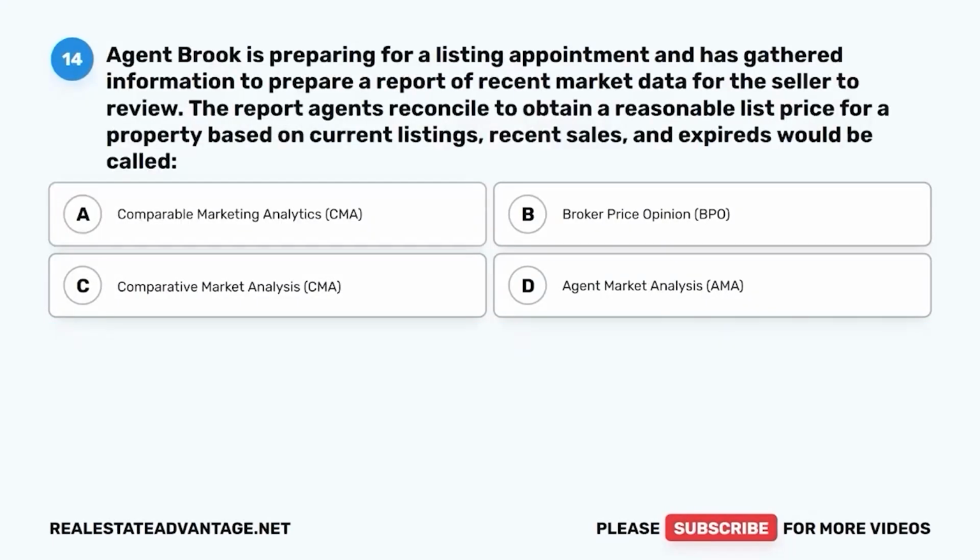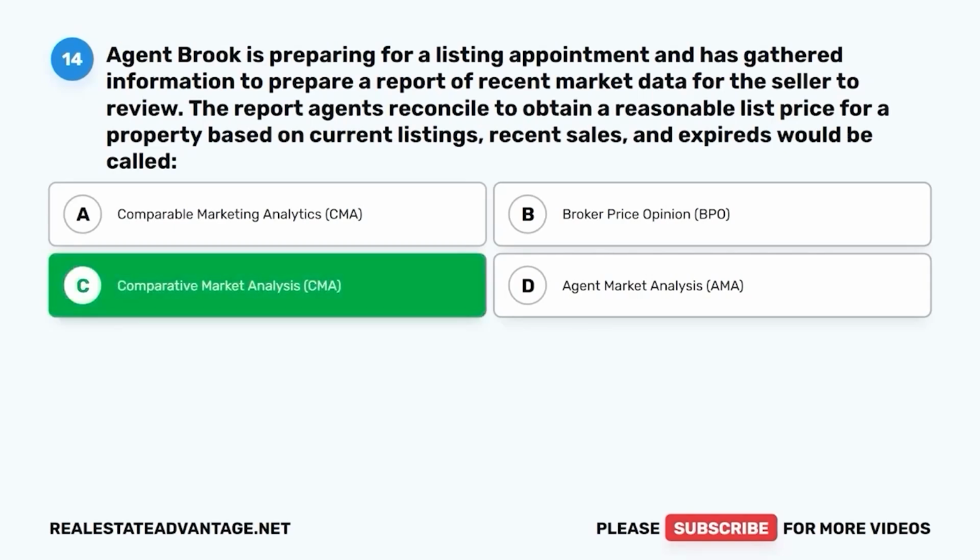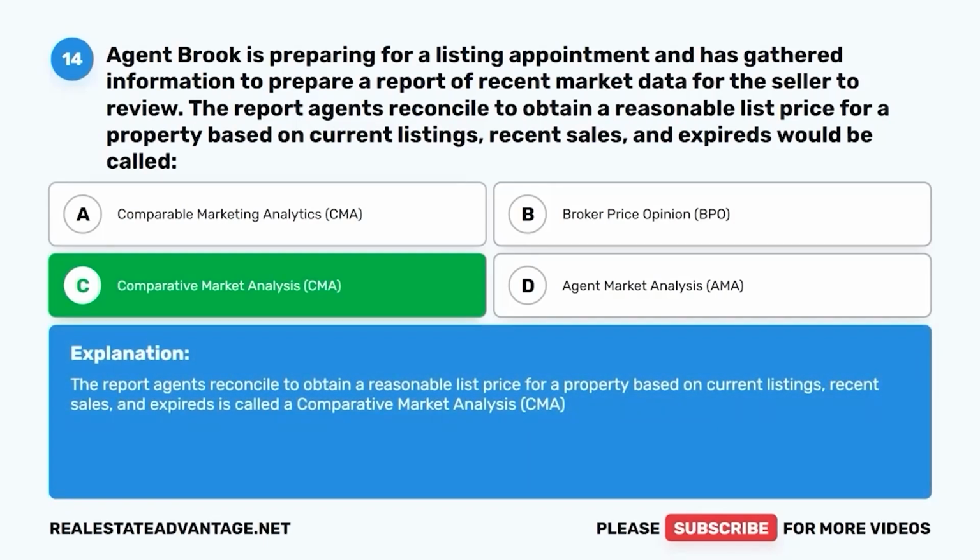Question 14. Agent Brooke is preparing for a listing appointment and has gathered information to prepare a report of recent market data for the seller to review. The report agents reconcile to obtain a reasonable list price for a property based on current listings, recent sales, and expireds would be called A. Comparable Marketing Analytics, CMA. B. Broker Price Opinion, BPO. C. Comparative Market Analysis, CMA. D. Agent Market Analysis, AMA. The correct answer is C. Comparative Market Analysis, CMA. The report agents reconcile to obtain a reasonable list price for a property based on current listings, recent sales, and expireds is called a comparative market analysis, CMA.